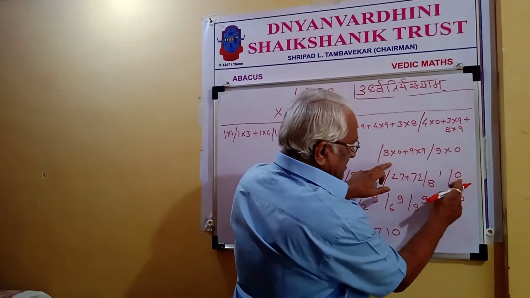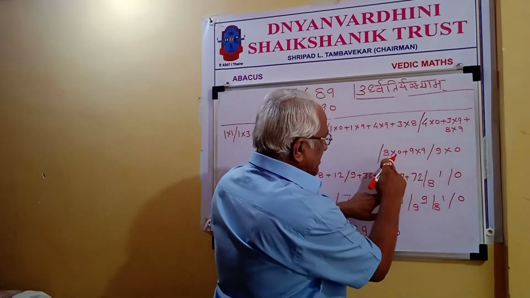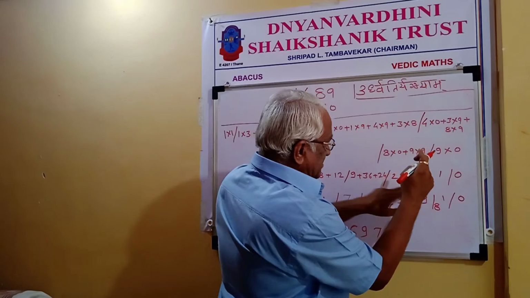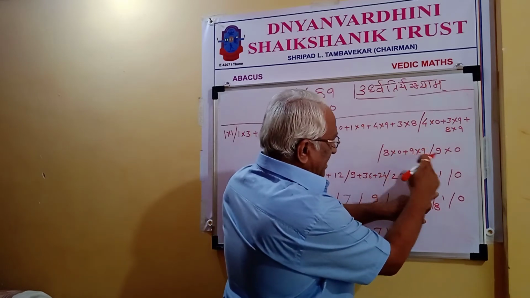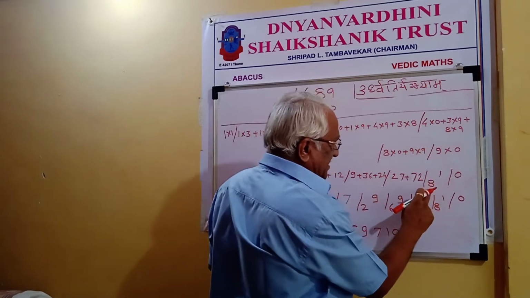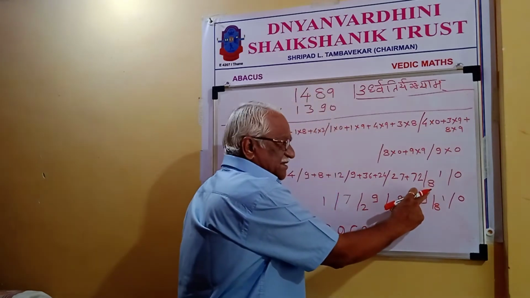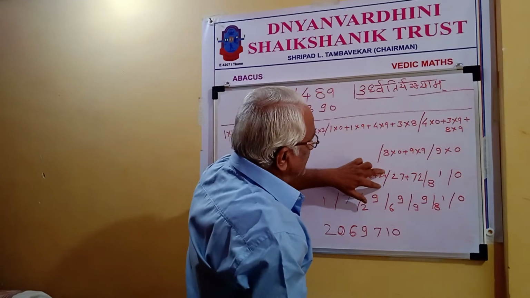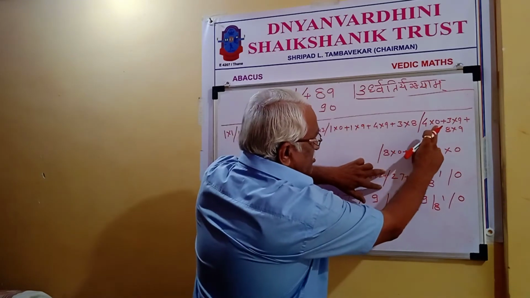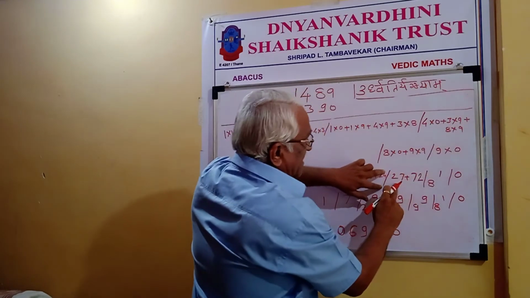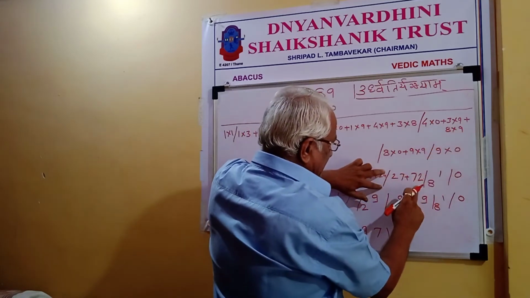9 into 0, that is 0. 8 into 0, that is 0. And 9 into 9, that is 81. The 81 here, 1 we have written in the middle and 8 at the bottom of the slash. Then next step, 4 into 0, 0. 3 into 9, 27. 8 into 9, 72.